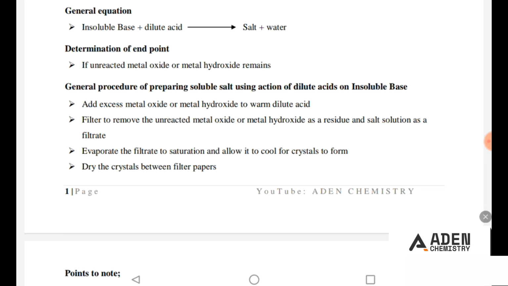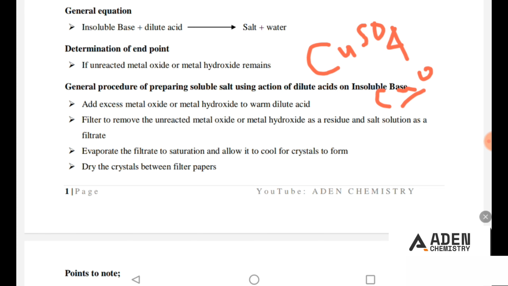So let's get an example. If I'm told to prepare copper 2 sulfate starting with copper 2 oxide, I'm given copper 2 oxide. How will I explain using this general procedure? I'll first of all start by saying add excess copper 2 oxide, that's my metal oxide, that's the one I'm given, to warm. So what is the acid I'm going to use if I'm having salt of sulfates? That is sulfuric acid. So you say to warm dilute sulfuric acid. Don't forget the word warm.